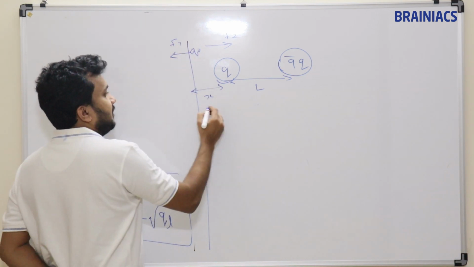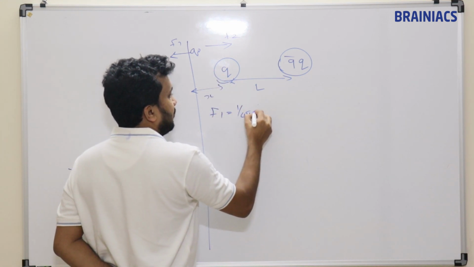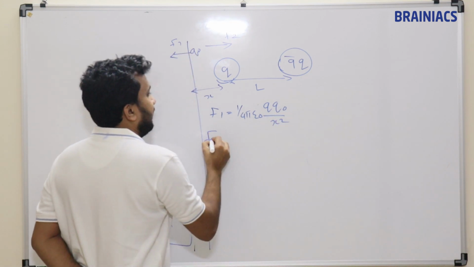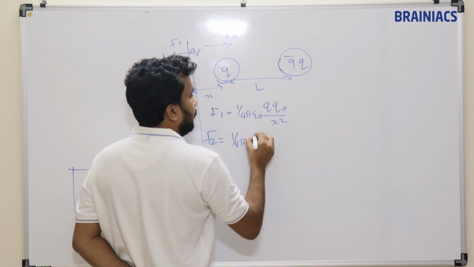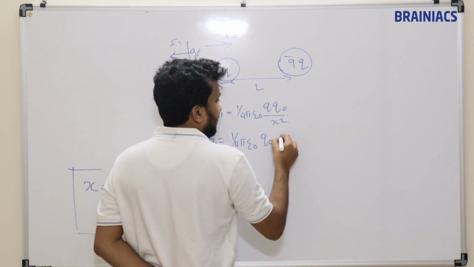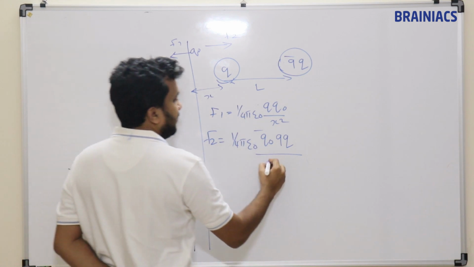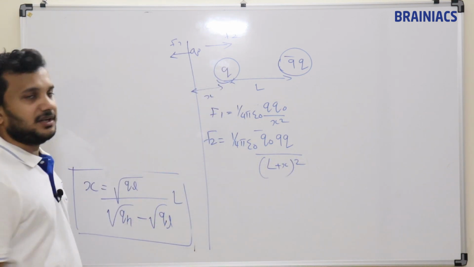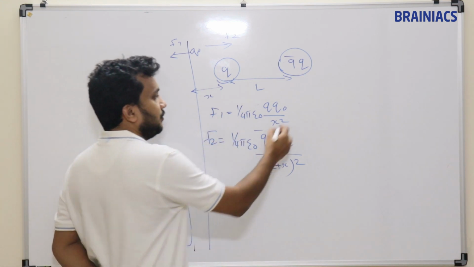What is the value of F1? F1 is, because of this one, 1 by 4 pi epsilon 0, q into q0 divided by x square, and F2 will be equal to 1 by 4 pi epsilon 0, q into q0 into, what is the other charge? Minus 9q. So 9 into q I'm putting here. What's the total distance between them? L plus x the whole square. Okay, two forces are equal. If two forces are equal, only then will the equilibrium position come into the picture.